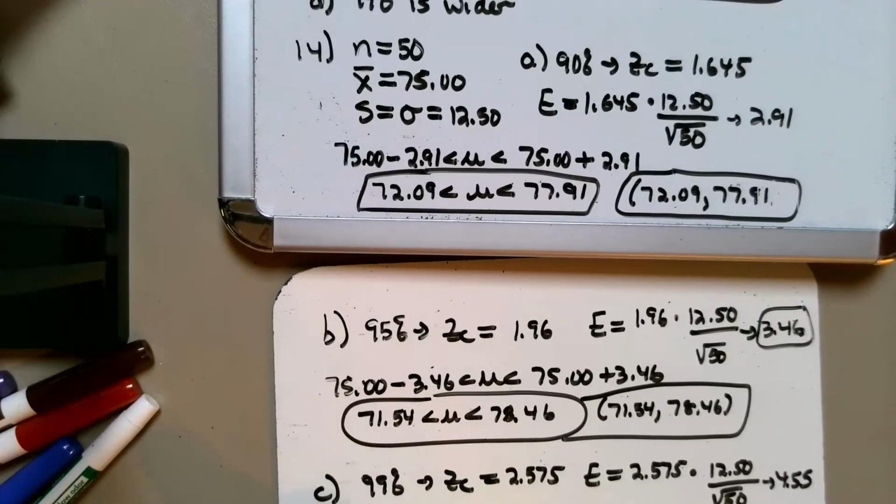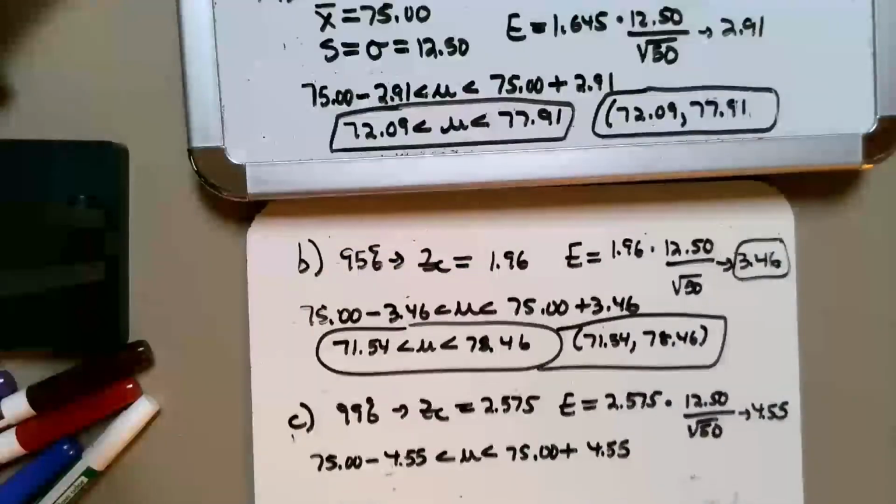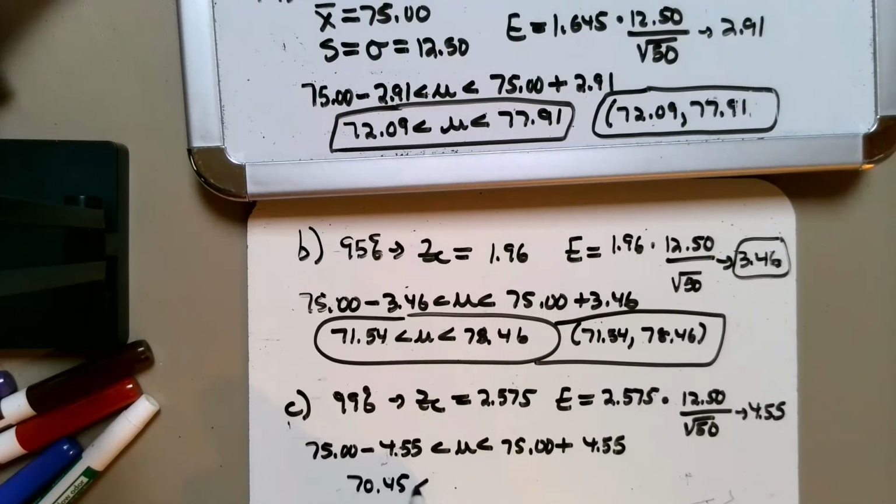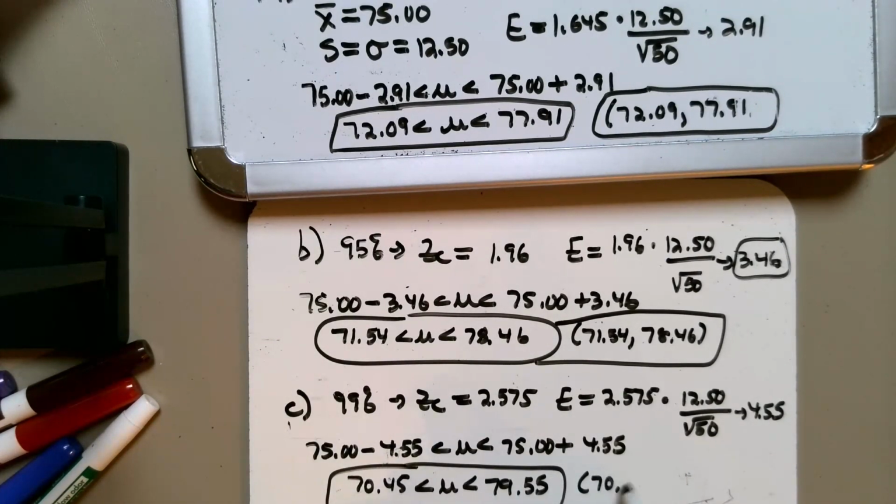So we're going to take X bar, $75, minus E, 4.55, less than mu, less than X bar, $75, plus E, 4.55. Doing that subtraction gives you $70.45 less than mu, less than $79.55. So that is our confidence interval with a 99% level of confidence. So we have a 1% chance of being wrong for our true mean cost of repair for DVD players in the population.